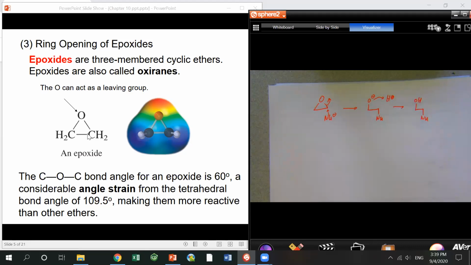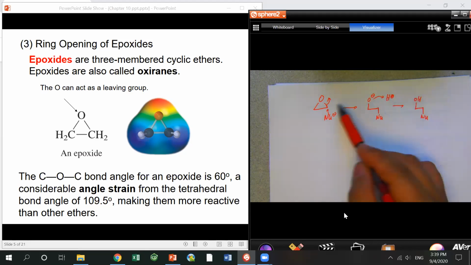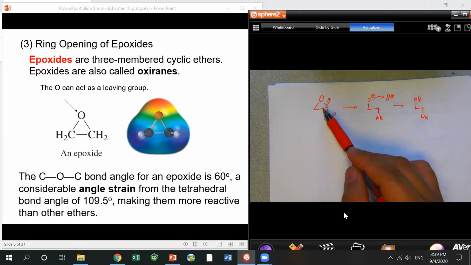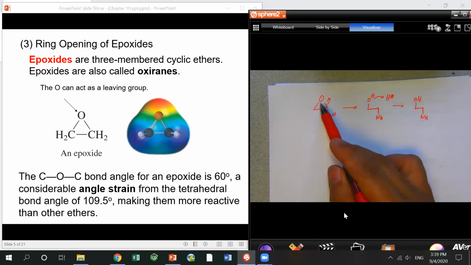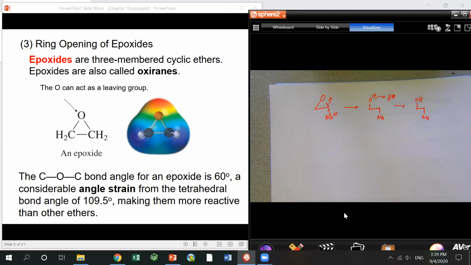Someone may ask me, you said the OR group was a poor leaving group, and OR minus is a very strong base. How come you kick off the OR group? The reason is that this is a special case. There is very strong ring strain, and you want to release this ring strain, which pushes the reaction to happen.